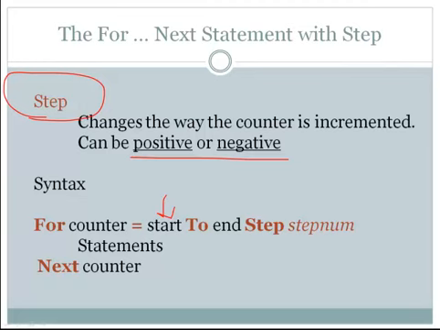So if I have for counter equals whatever my start is to whatever my end is, I can tell it to step and then whatever number I want here, and then within my statements. So if I only wanted odd numbers, I could say start 1 to whatever, step 2, and it would go 1, 3, 5, 7, 9, and so on until it reached the end value. If I wanted even numbers, I could start at 0 and increment by 2. You could also increment by 5 or any other value that you need.